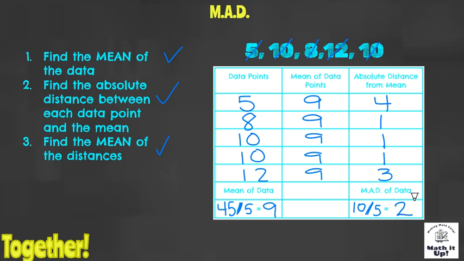So the MAD for our set of data is 2, meaning that the average distance of all the data from this mean of 9 is 2 points, 2 points away. So that tells us that our data is fairly close, and you can see that by looking at the list of data. Sometimes it is much more spread out, but in this case it is close.